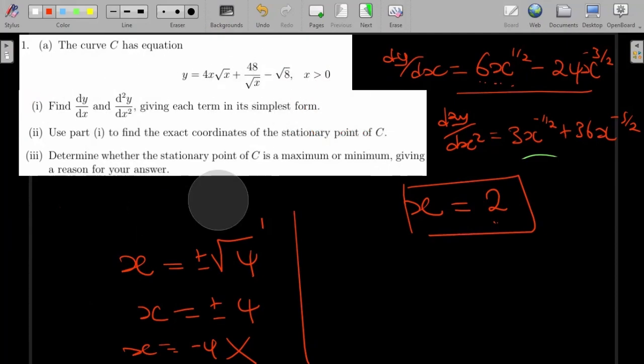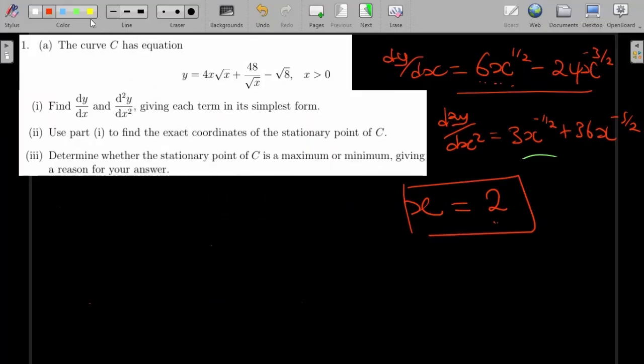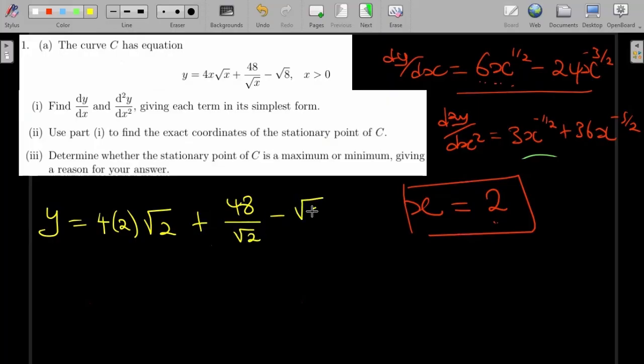Okay, so to find the stationary points now, we have to substitute this value of x into the original equation. So it will be y is equal to 4, and then I put 2, the root of 2 plus 48 divided by the root of 2 minus the root of 8. So what are we going to get here as our value of y? So what we can do here is try to rationalize the one in the middle, because this one has root of 2 in the denominator. So this one here is just 8 root of 2.